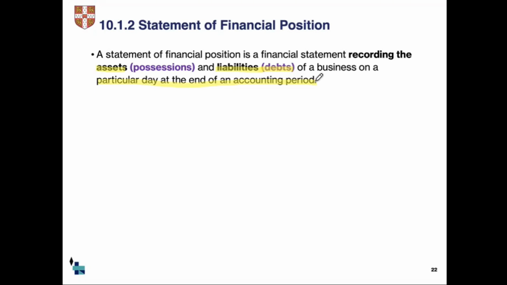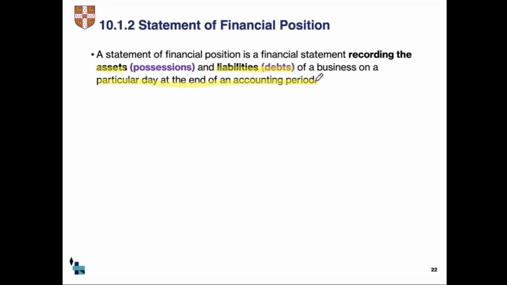So if the business started trading on January 1, 2024, and the statement of profit or loss is drawn at December 31st, 2024, all the sales of the business that occurred within the year are reported in the statement of profit or loss in the form of revenue. All the sales from January, February, March are captured in the statement of profit or loss.